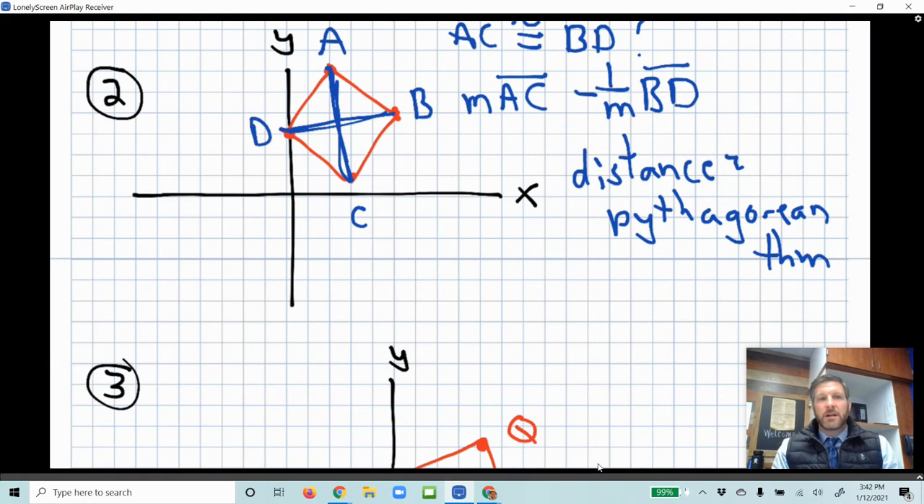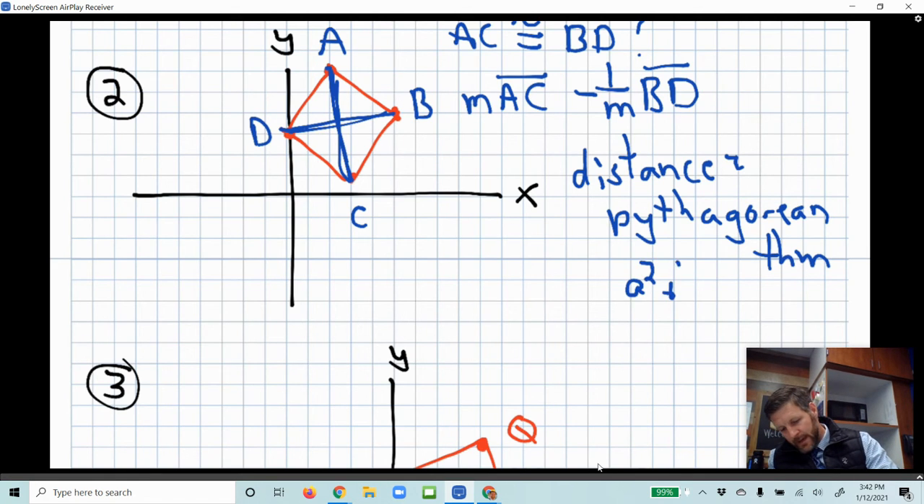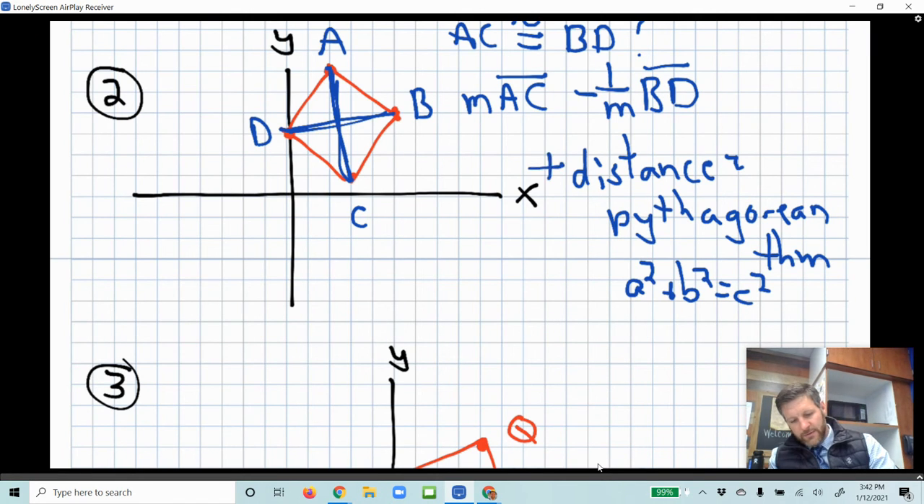Okay, and I'm going to do this in question number 3, but you want to figure out, here's my horizontal change, here's my vertical change. Let me calculate that diagonal or hypotenuse distance, a squared plus b squared equals c squared. That is how we've been finding the distance between 2 points.